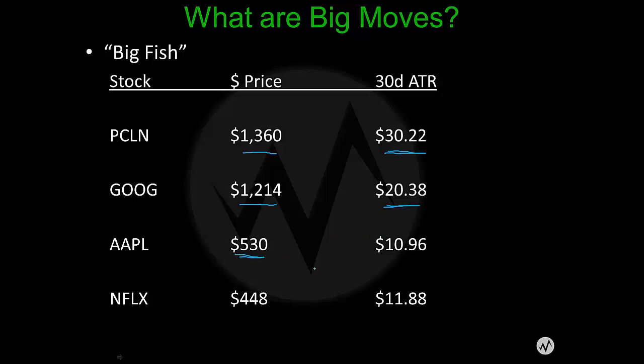Apple, $530 its current price. It can move, from high to low, about $11 per day. Netflix is another one. A high-low of almost $12 per day. Okay, so that is what I mean by big fish.